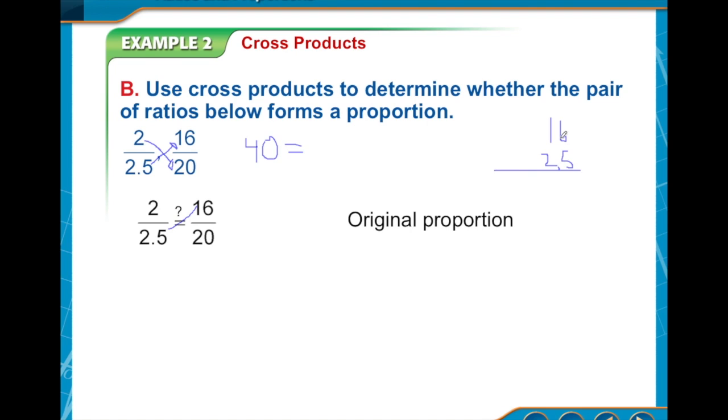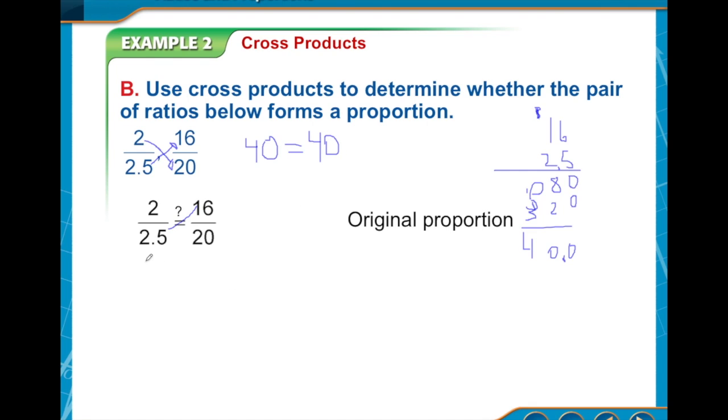Okay, so let's do this. 6 times 5 is 30. Bring up our 3. 1 times 5 is 5, plus 3 is 8. 2 times 6 is 12. And 2 times 1 is 2, plus 1 is 3. So we get 0, 0, 4. And we have 1 decimal place here. So 16 times 2.5 should be 40. So 40 equals 40 again.